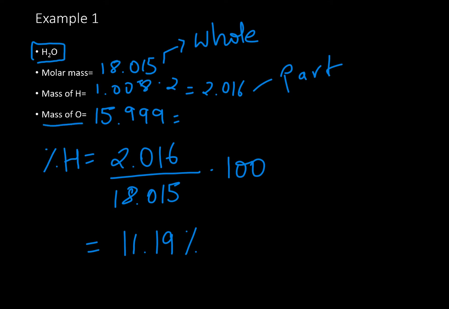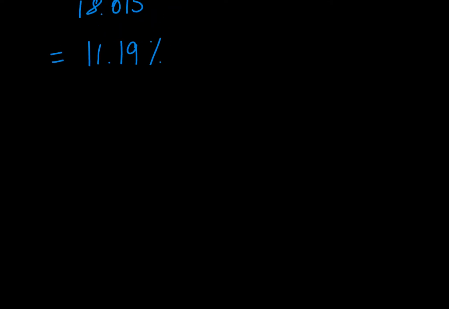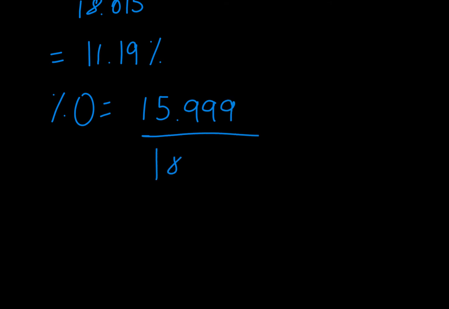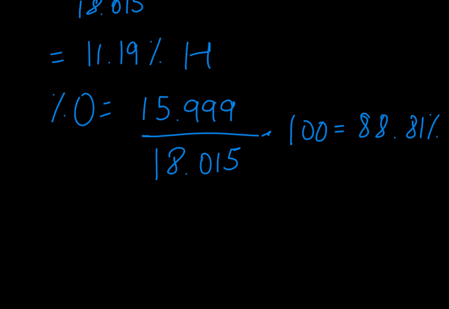We're going to do the same set of calculations, but this time for oxygen. So percent oxygen would be equal to 15.999 divided by 18.015 times 100, which should give you 88.81%.